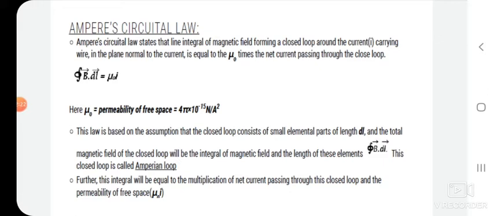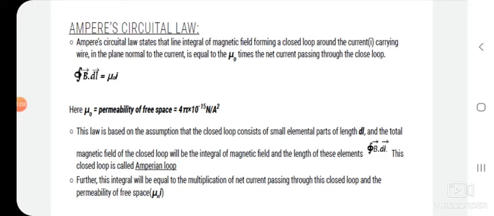Actually, this law is based on the assumption that the closed loop consists of small elemental parts of length dl, and the total magnetic field of the closed loop will be the integral of magnetic field and length of these elements, the line integral of magnetic field over a closed loop dl. This closed loop is called Ampere's loop. Further, this integral will be equal to the multiplication of net current passing throughout this closed loop and the permeability of free space.